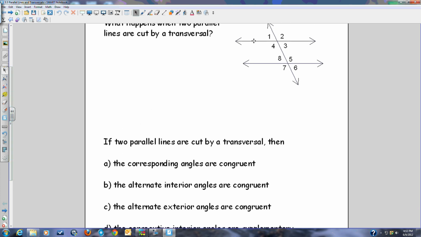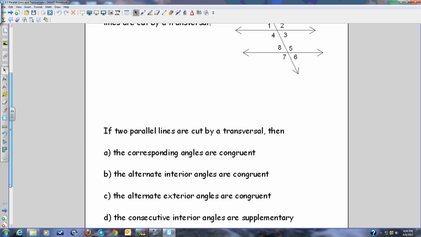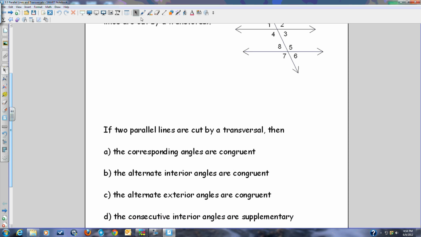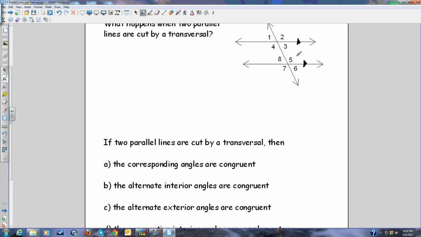If two parallel lines, which is what we have in the picture, are cut by a transversal, then the corresponding angles are congruent, the alternate interior angles are congruent, the alternate exterior angles are congruent, and the consecutive interior angles are supplementary. So this is a list of things that you're going to want to have in front of you. And again, this is what happens when you've got two parallel lines. So I'm going to say these two lines are parallel. I'm making the notation for parallel here. This is what happens.